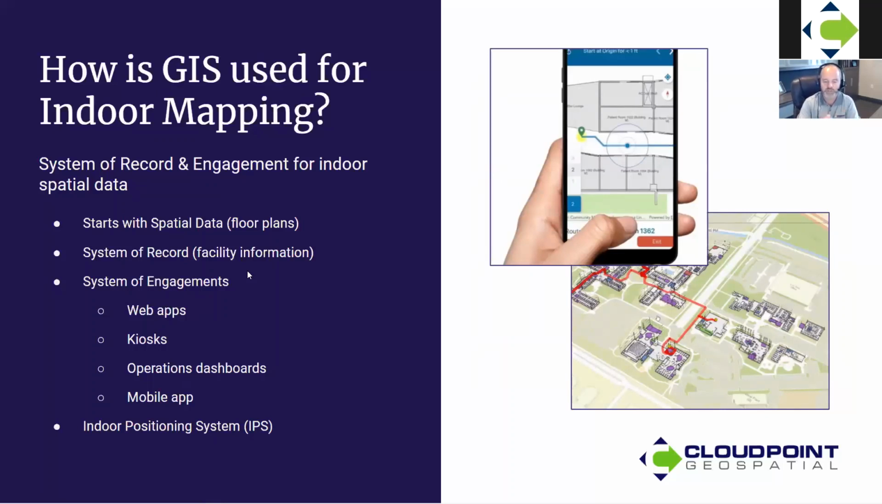Lastly, the indoor positioning. We'll touch on that a little bit more specifically, but that's another way. As you see on the slide, the blue dot, so to speak, that shows up on the phone for indoor positioning is something we want to touch on.